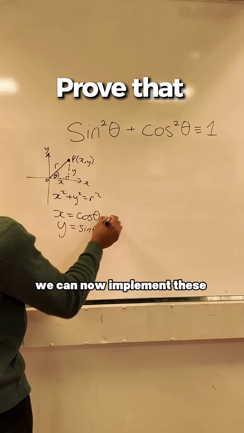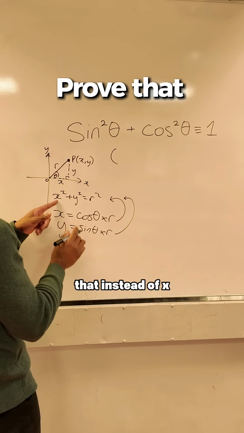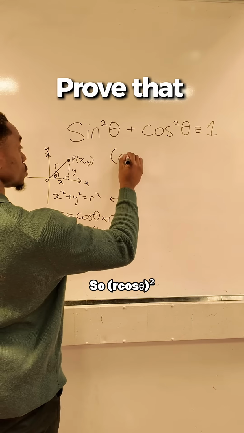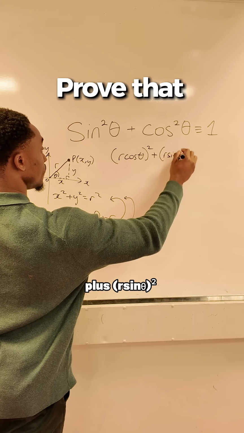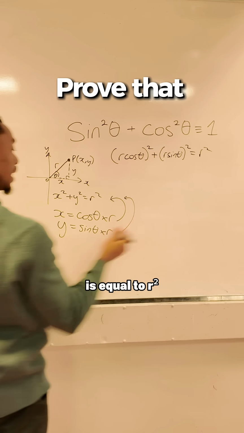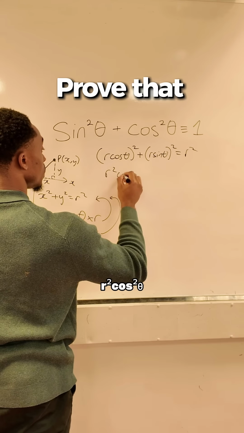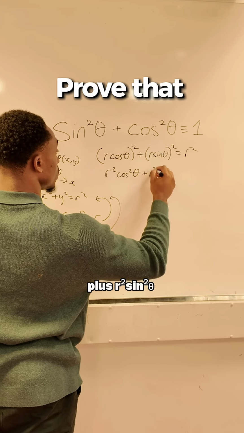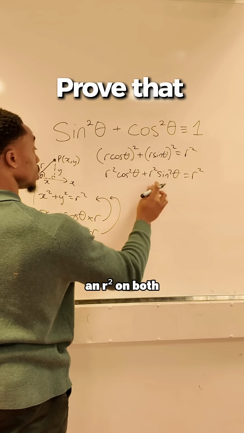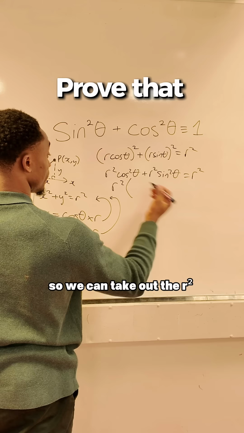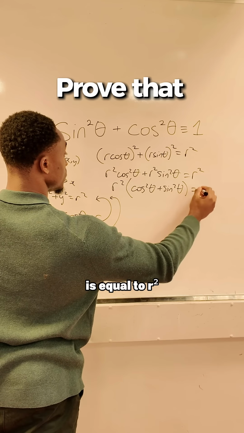We can now implement these into this equation and use Pythagoras to say that instead of x, we can say r cos theta. So r cos theta squared plus r sine theta squared is equal to r squared. I've just substituted the x and the y with these equations here. We can expand these brackets to get r squared cos squared theta plus r squared sine squared theta is equal to r squared. You can see that we have an r squared on both, so we can take out the r squared by factorization, and we get r squared times cos squared theta plus sine squared theta is equal to r squared.